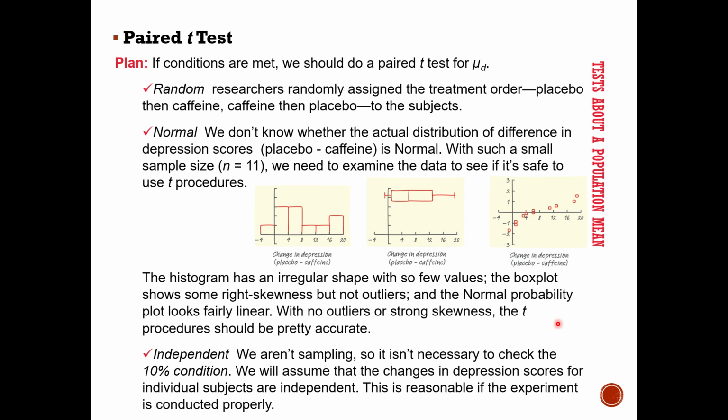And for independence, we aren't sampling, so we don't have to check the 10% condition. Remember that if this is an experiment, we actually don't need to sample randomly. We will assume that the changes in depression scores for individual subjects are going to be independent. That seems reasonable if the experiment is conducted properly. We're not going to assume that one subject's depression score is going to affect another subject's depression score. Obviously, we don't know exactly how interactive this study is, but that seems like a reasonable assumption here.